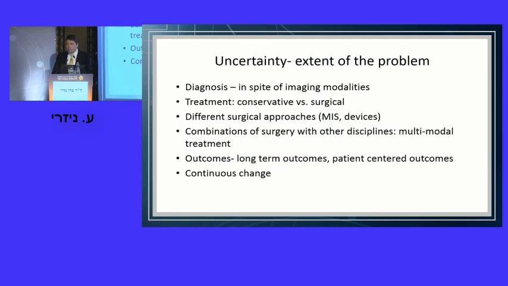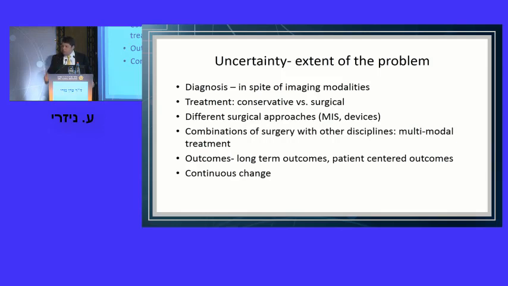So if we think about the extent of the problem, as Professor Clousner presented some cases, we see that we can encounter uncertainty in every aspect of the treatment. We see it from the diagnosis. Even though we have very sophisticated imaging modalities, we still operate on some patients without a definitive diagnosis. We don't know which treatment to apply, whether to operate on some patients or to take the conservative approach. When we do operate on patients, we have doubts regarding the surgical approach, whether it's minimally invasive, which devices to use.